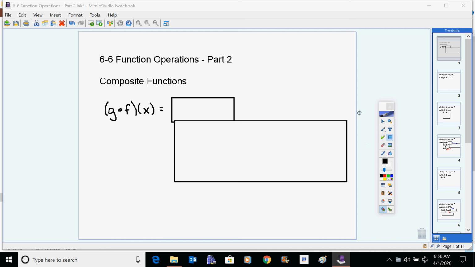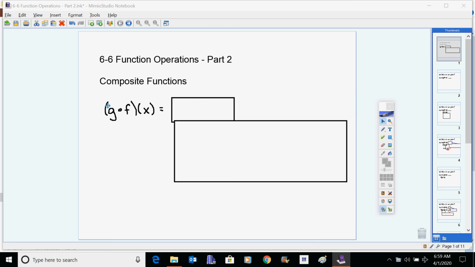Let's get after this function operations, part 2. Let's get after these composite functions. Yesterday, remember, we did addition, subtraction, multiplication, and division. Today, we have just one function, but it's brand new. It's not that difficult if you pay attention, but if you don't, since it's brand new, you'll have no idea what you're doing. So watch this from minute 1 all the way up through the very last second, please.